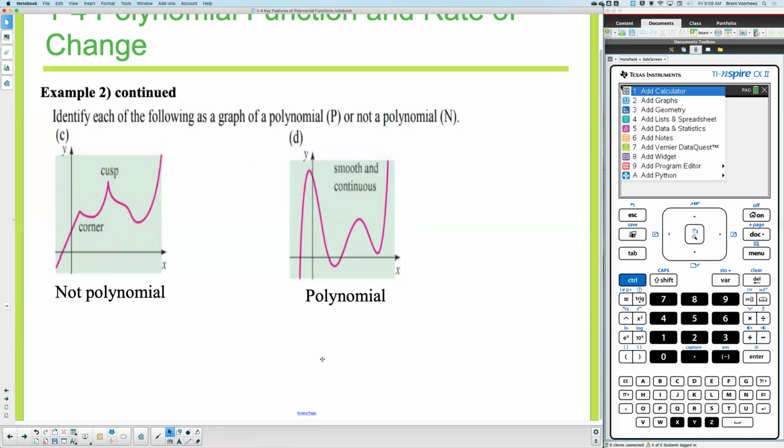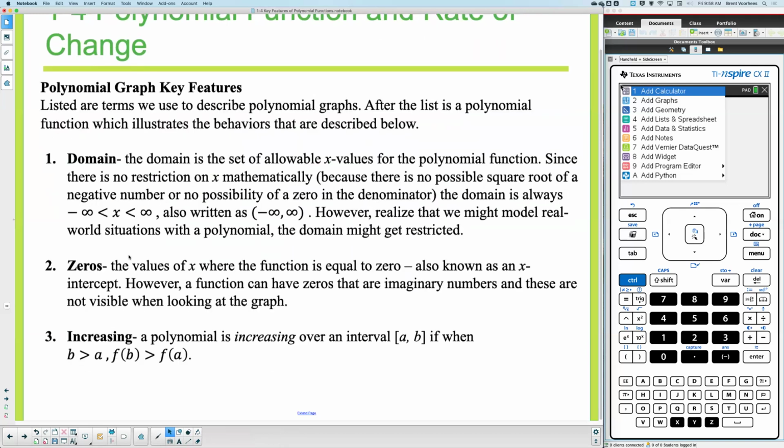That would be polynomial. All right, so now we're going to switch into calculator. How do we identify some polynomial key attributes using our technology? And specifically, there are a bunch of vocabulary words you're going to hear me say today. You can look through here.